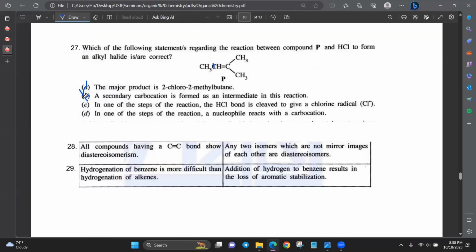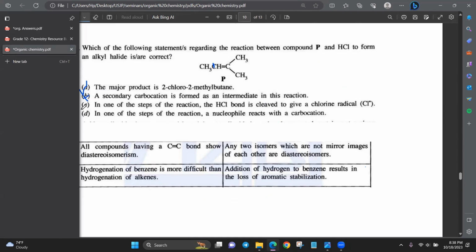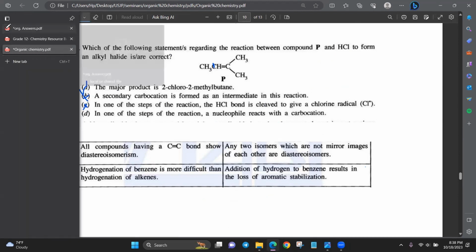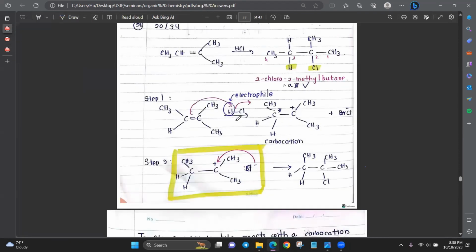In one of the steps, HCl bond is cleaved to give a chlorine radical. That is wrong. No, chlorine radical is not given anywhere during this reaction. In one of the steps, a nucleophile reacts with a carbocation. That is correct. Now this takes place in 2 steps. First step, HCl breaks and this H plus is the electrophile. H plus gets attached to this double bond, and the double bond breaks and the H plus gets added. That is the first step, electrophilic addition.